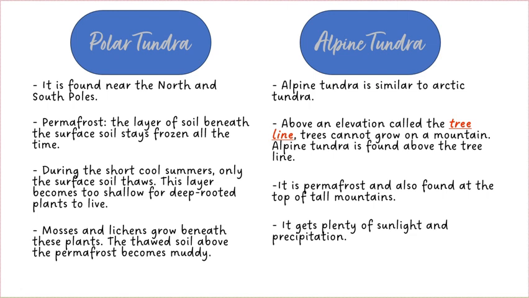Alpine tundra. Alpine tundra is similar to Arctic tundra. Above an elevation called the tree line, trees cannot grow on a mountain. Alpine tundra is found above the tree line. It is permafrost and also found at the top of the tall mountains. It gets plenty of sunlight and precipitation.